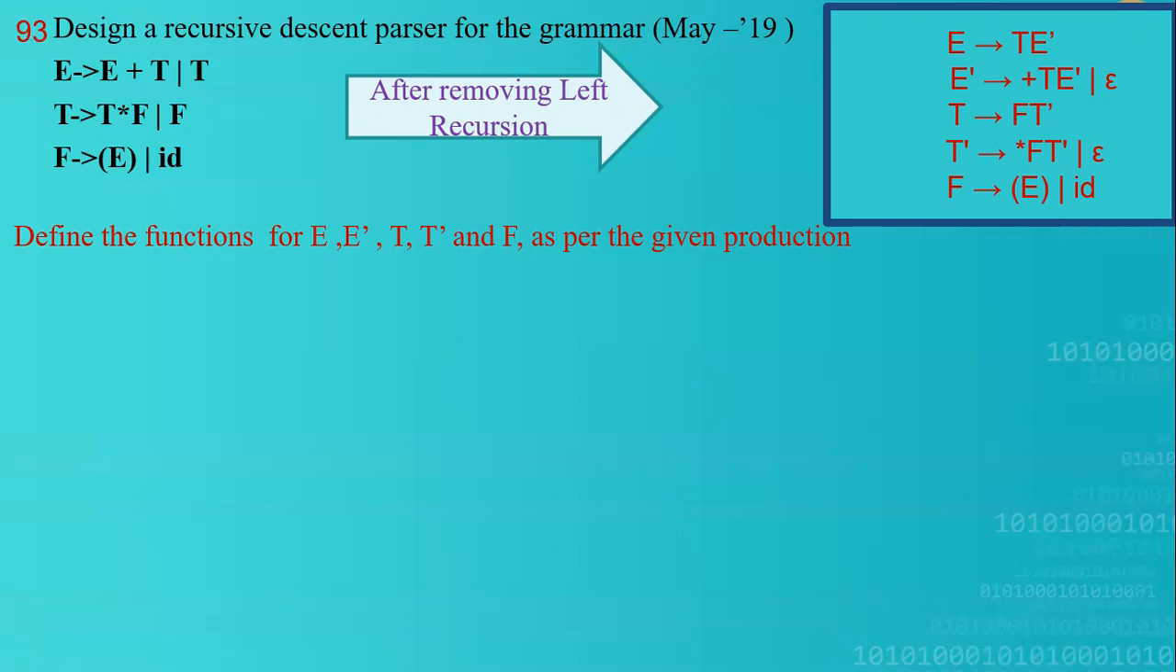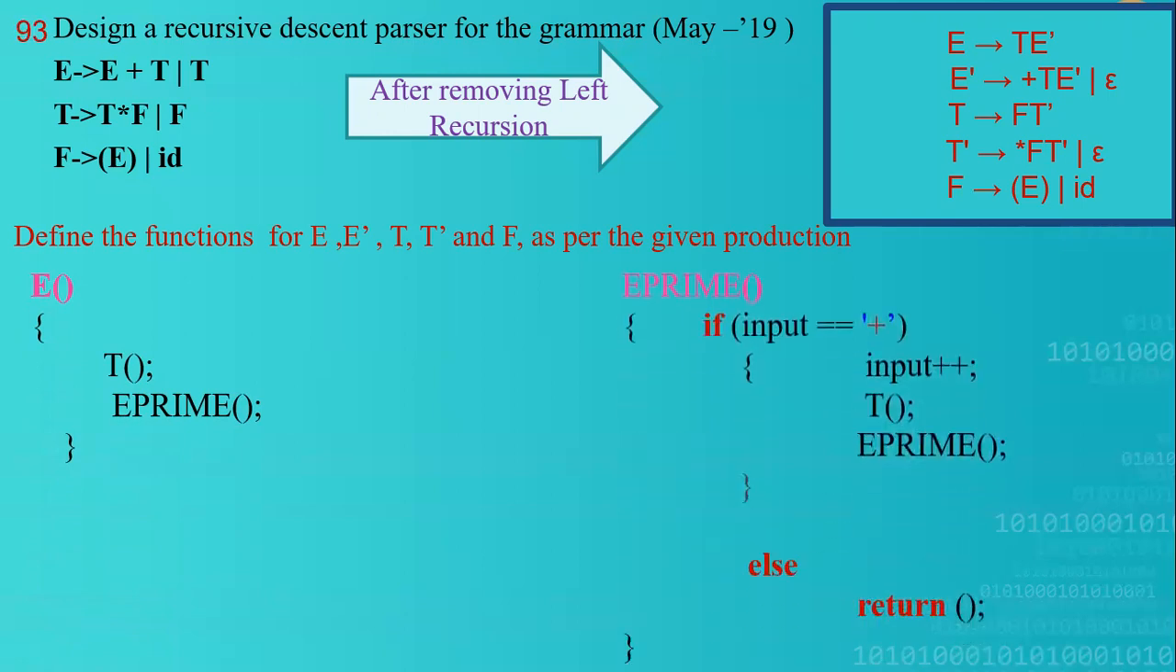So for E, we just call the functions T and E prime. This is the code for the E function, just calling these two functions. When I call this E, we then have to implement T as well as E prime. I am writing E prime first. So what is this E prime? E prime gives plus T E prime or epsilon.